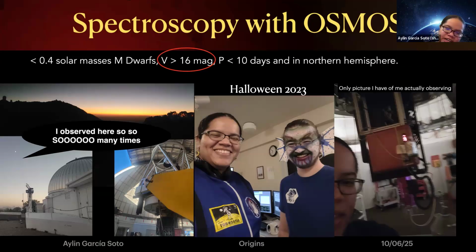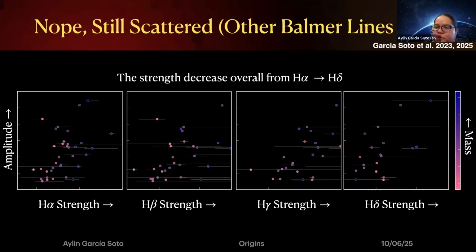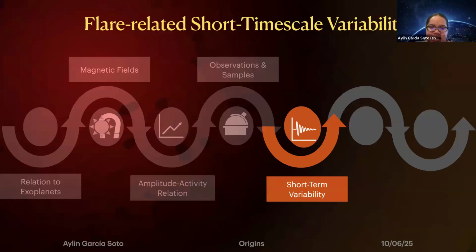And so we recreated the plot. And no, it's pretty much still scattered. We also did it for H beta, gamma, and delta, and they're also very scattered as well. And I know what you're thinking. You're looking at this and you're like, those are horribly large error bars. Why did you even show us this? They're not error bars, actually.